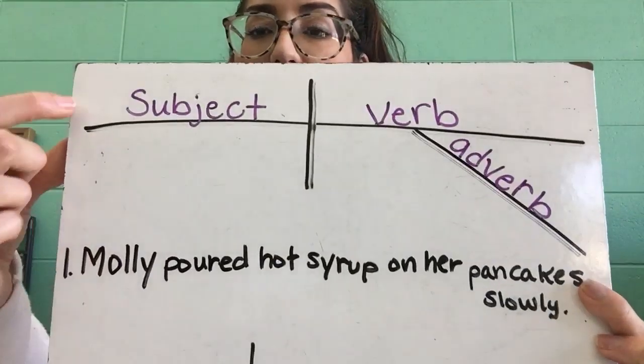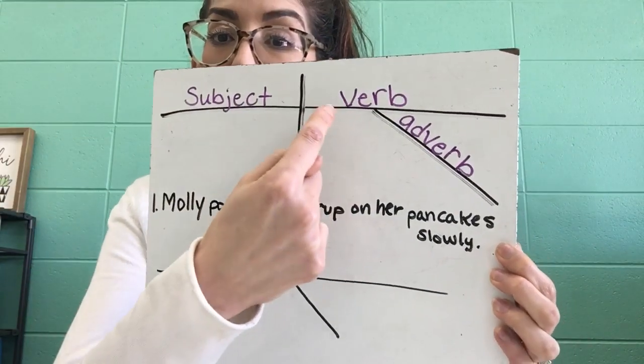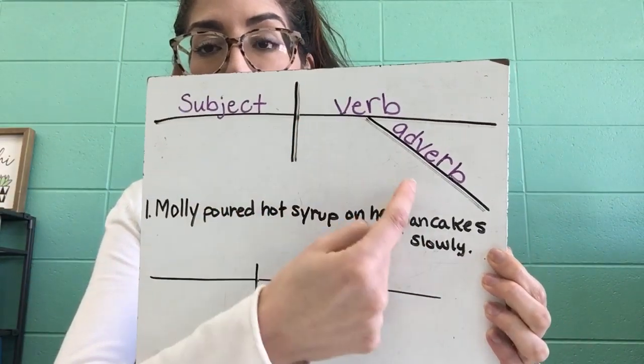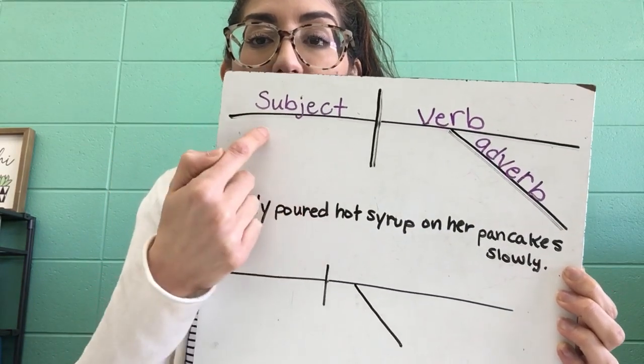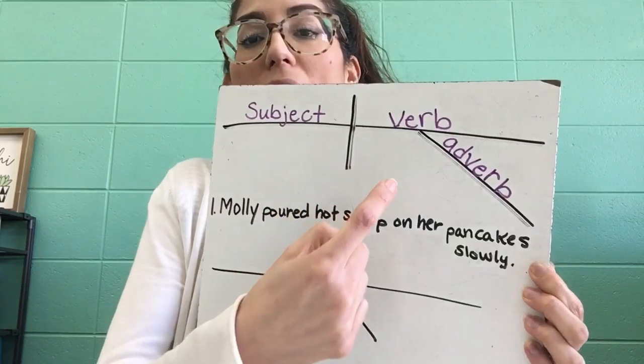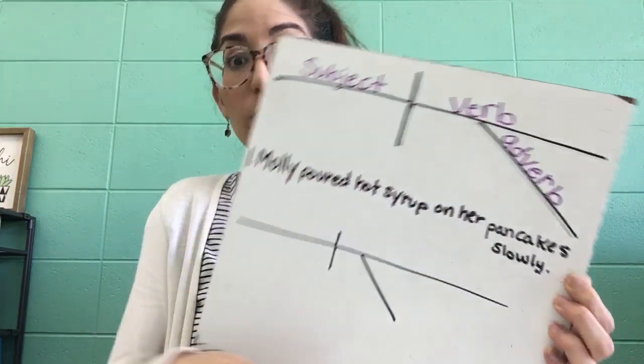So we know that the subject goes on the left side, the verb goes on the right side. Now the adverb actually goes underneath the verb here. Remember, adjectives used to go on a diagonal. They go underneath the subject, adjectives. Well, adverbs actually go underneath the verb because adverbs describe the verbs. So that's why they go underneath there, okay?